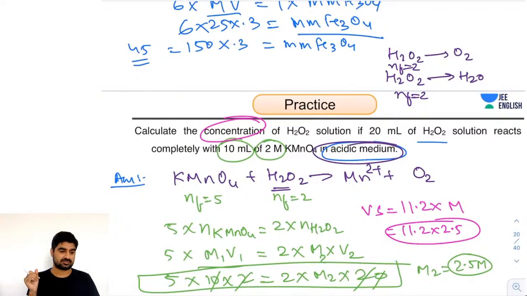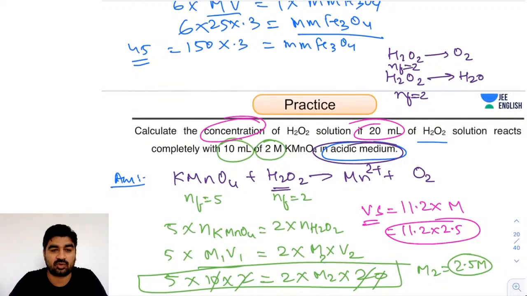Okay, guys? Any doubt? The volume is given as 20 mL. This is what we call volume strength. And I told you how to calculate volume strength. I told you this.